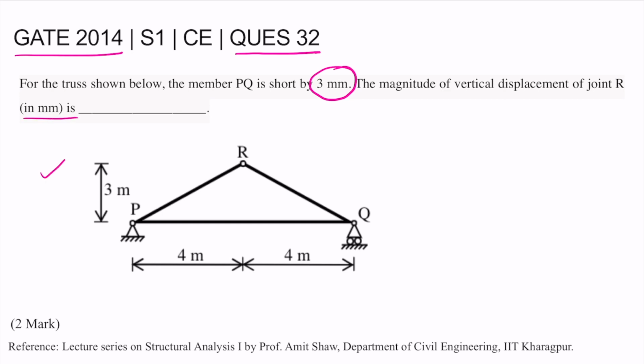So here is a truss which is given to us. Here they are saying that this member PQ is short by 3 mm. So because of which, what will be the magnitude of vertical displacement of this joint R? So it's a fill in the blank type of question of 2 marks.